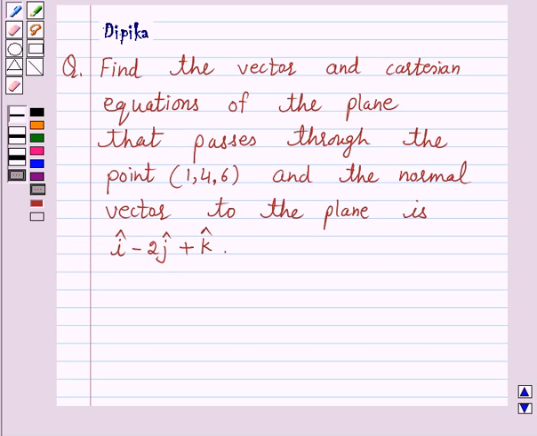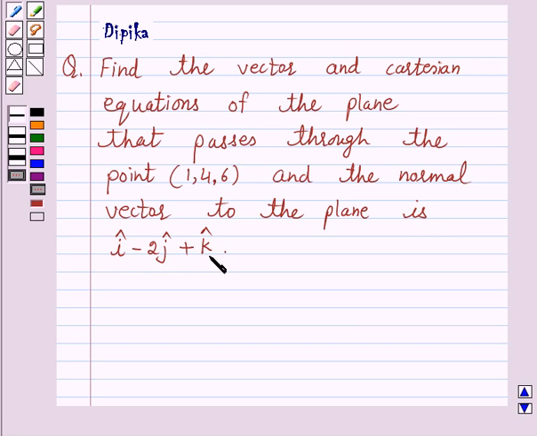I am Deepika here. Let's discuss a question which says find the vector and Cartesian equations of the plane that passes through the point (1, 4, 6) and the normal vector to the plane is i cap minus 2 j cap plus k cap.